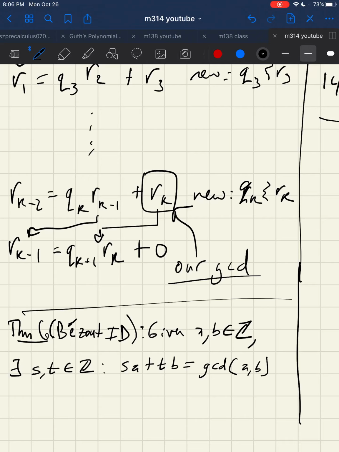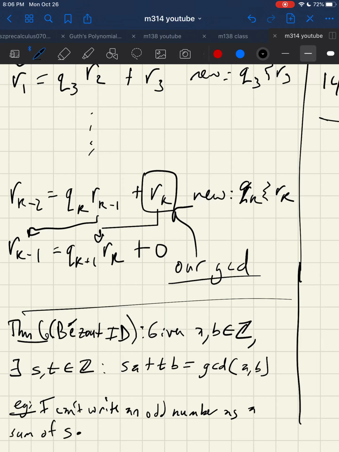Now, this is important because if I have an integer linear combination, I might not be able to get certain numbers out. And let me give you a quick example of where this doesn't apply. I can't write an odd number as a sum of s times even plus t times even, for any s and t integers, right?